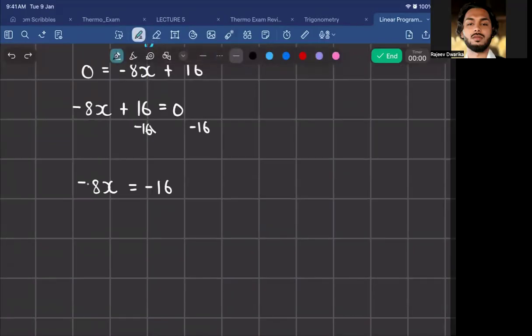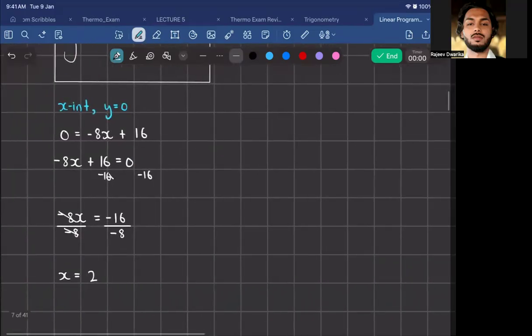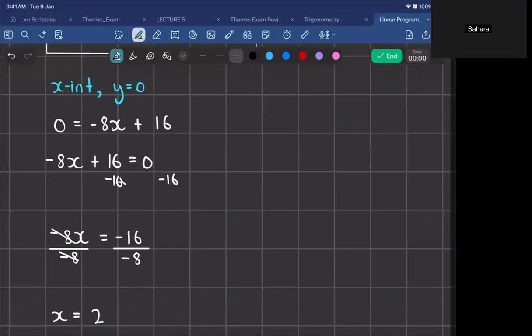So Sahara, we have minus 8 being multiplied by x. What's the opposite? Think about it. If you want to get rid of minus 8, right now minus 8 is being multiplied by something. What's the opposite of multiplying by minus 8? Divided by minus 8. Yeah. So you'll divide both sides by minus 8. So x would be equal to what? 2. Yeah, x is equal to positive 2 because a negative divided by a negative is a plus. You feeling okay with it now? Yes, sir.